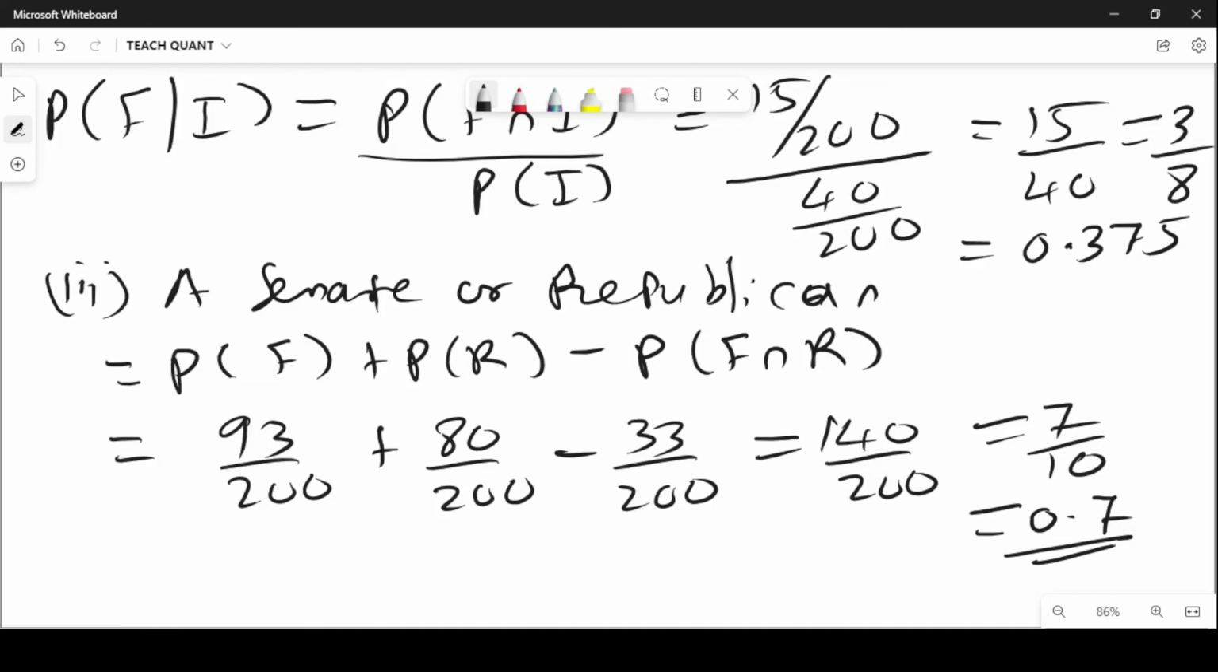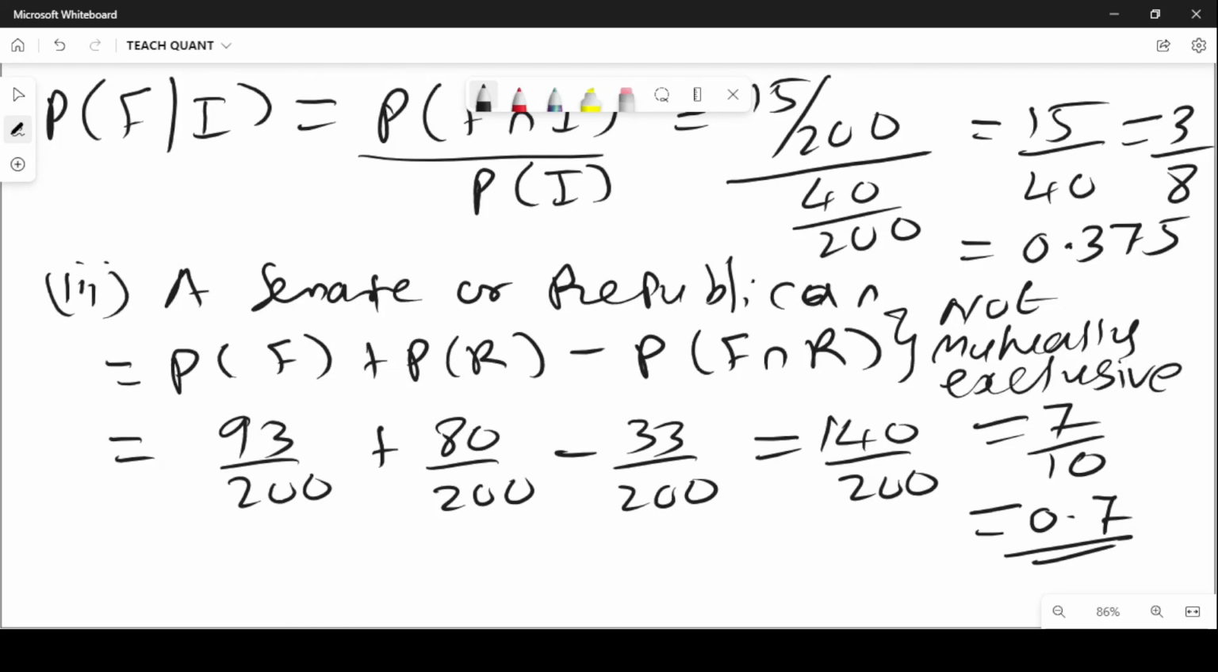So with a contingency table, you can calculate the marginal probabilities, you can calculate the joint probabilities, and also the conditional probabilities. I will say it again, we have used this formula because they are not mutually exclusive. They are not mutually exclusive, and that's why we have used that formula.